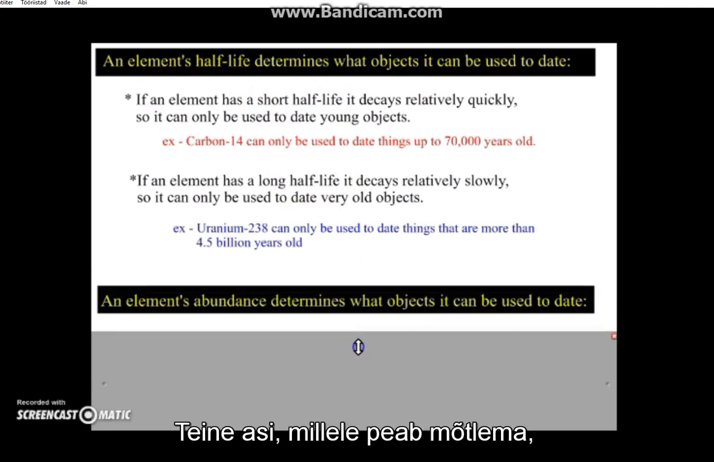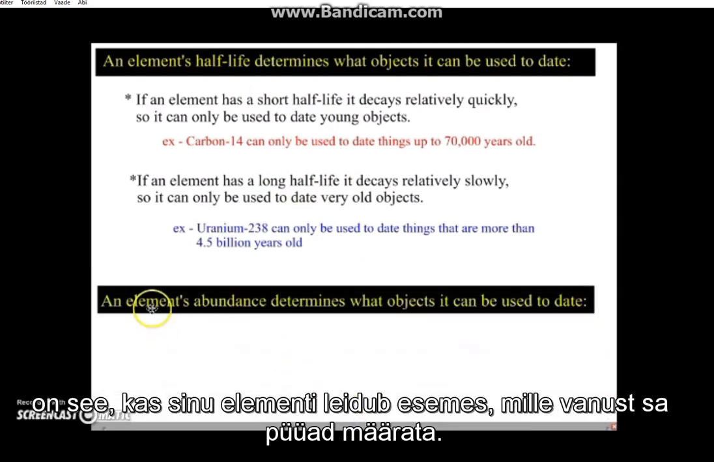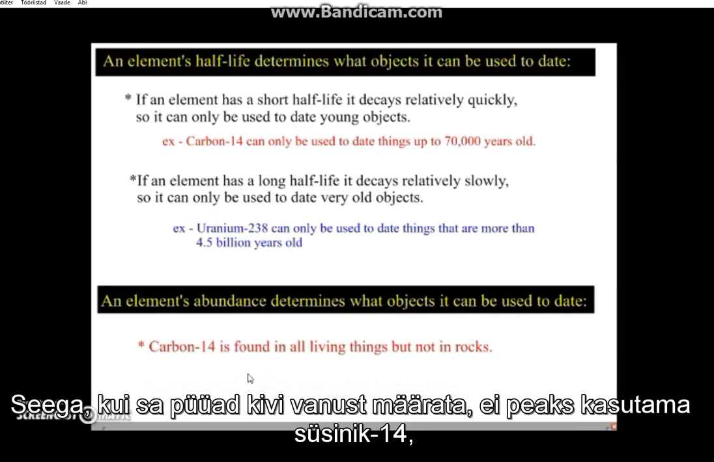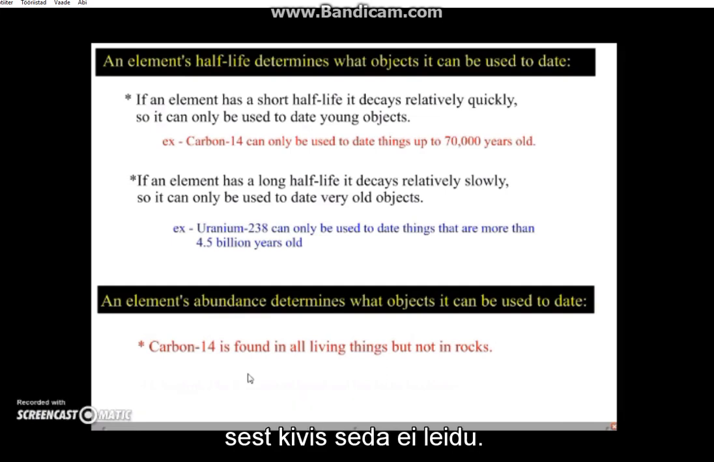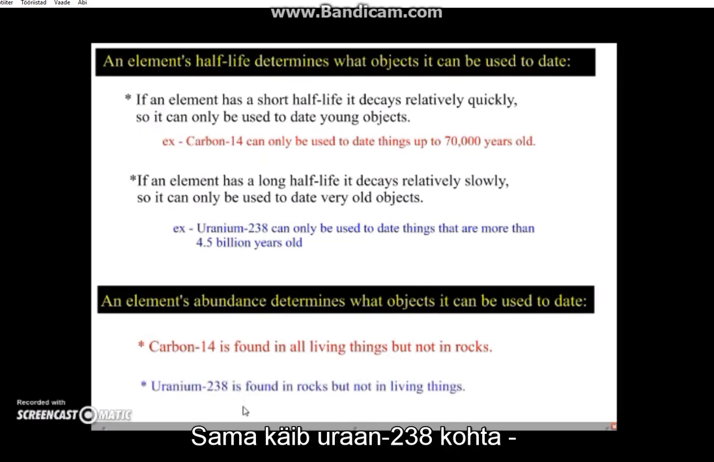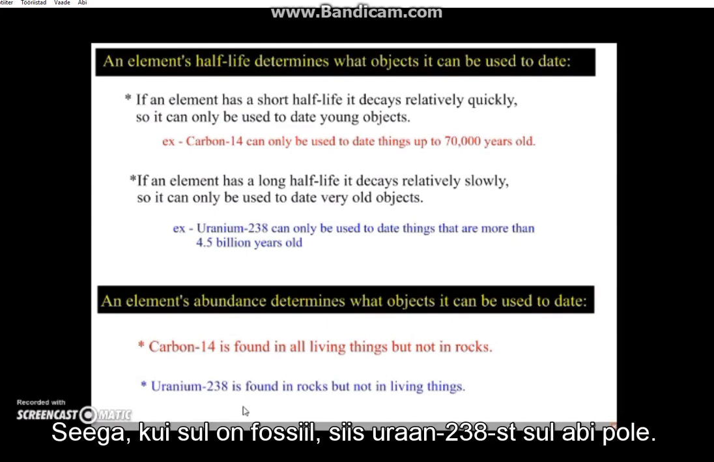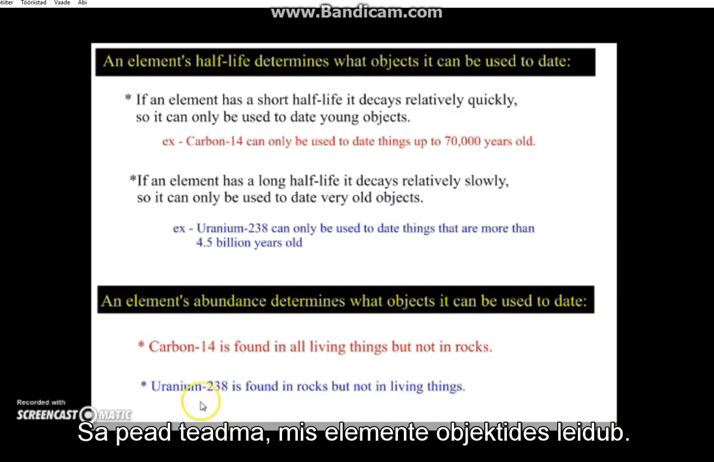The other thing you need to think about is whether your element will be in the object that you're trying to date. All living things have carbon-14. Rocks don't. So if you're trying to find the age of a rock, you would not want to use carbon-14 because the rock doesn't have any of it. Same thing with uranium-238. That one is found in rocks, but it's not in living things. So if you have a fossil, uranium-238 is not going to help you. So you have to know what elements are in each object.